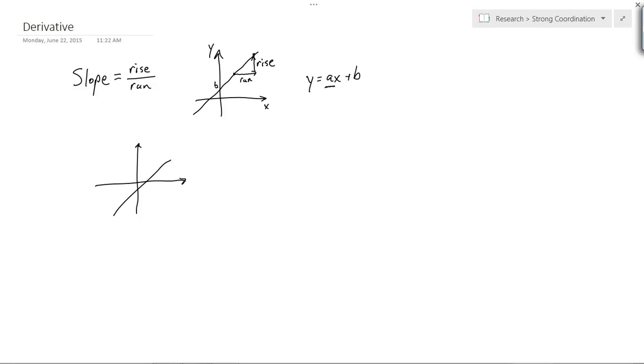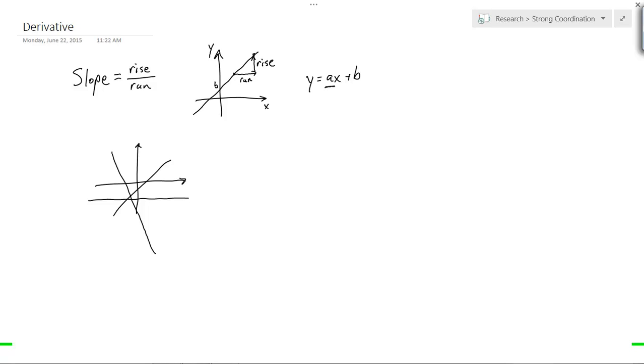A slope of infinity goes straight up. A slope of 0 is just flat. And negative slopes go down. Okay, negative 2 would be something like this. Okay, so that's what slope is of a straight line.